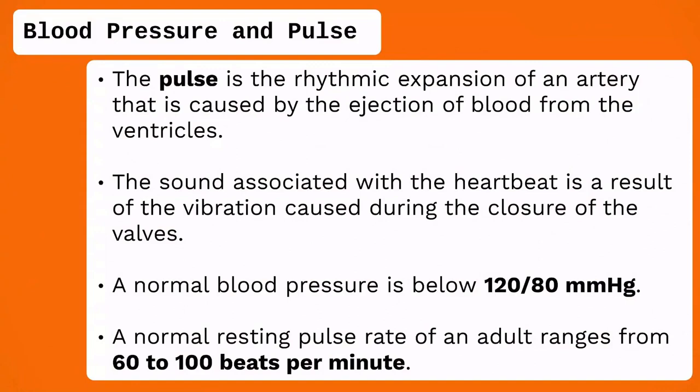The pulse is the rhythmic expansion of an artery that is caused by the ejection of blood from the ventricles. The sound associated with the heartbeat is a result of the vibration caused during the closure of the valves in the heart. A normal blood pressure is below 120 over 80 millimeters of mercury, and a normal resting pulse for an adult ranges from 60 to 100 beats per minute.